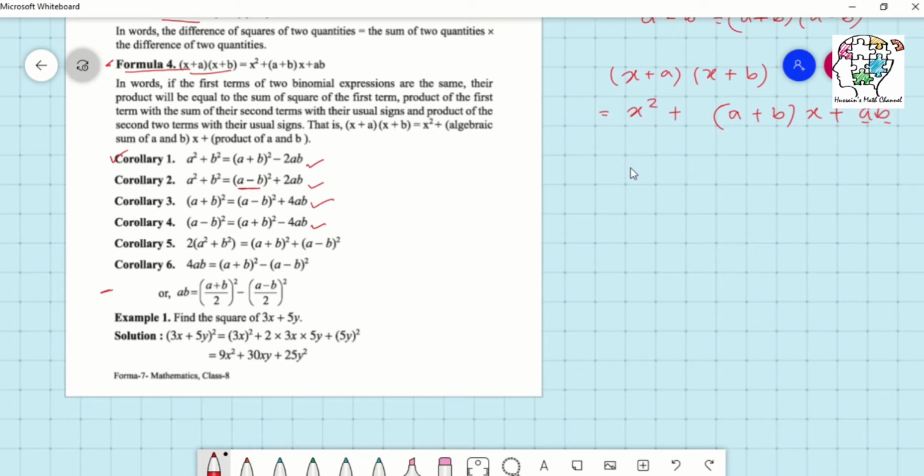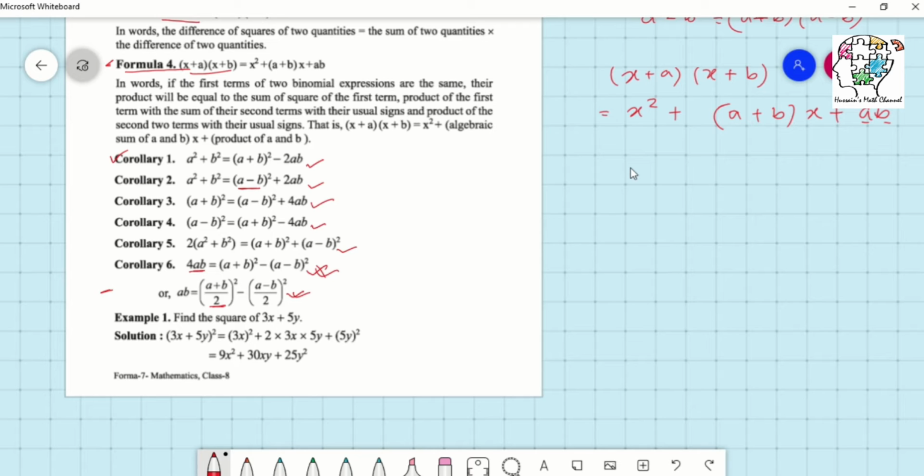Another one, 2 times a square plus b square is equal to a plus b whole square plus a minus b whole square. And 4ab is equal to a plus b whole square minus a minus b whole square. Or in this format, you can just divide both sides by 4, and then you can write ab is equal to a plus b by 2 whole square minus a minus b by 2 whole square. Actually this formula and this formula both are similar, but two different forms only.